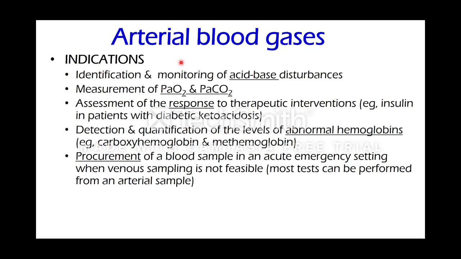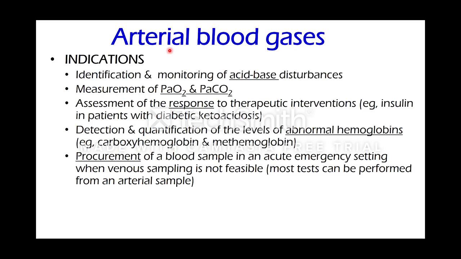The other important part of the pulmonary function test is arterial blood gas. The indications for arterial gas are many. One is assessing the acid-base status, measuring PaO2 to see the oxygenation part of breathing, and measuring CO2 to see the ventilation part of breathing. Also, we can assess the response to certain medication, for example, giving insulin in diabetic ketoacidosis. It can also be used to detect abnormal hemoglobin, such as carboxyhemoglobin and methemoglobin. It can also be compared to the venous sample, and by comparing arterial to venous samples, we can get the oxygen extraction, or the amount of oxygen going to the tissue.